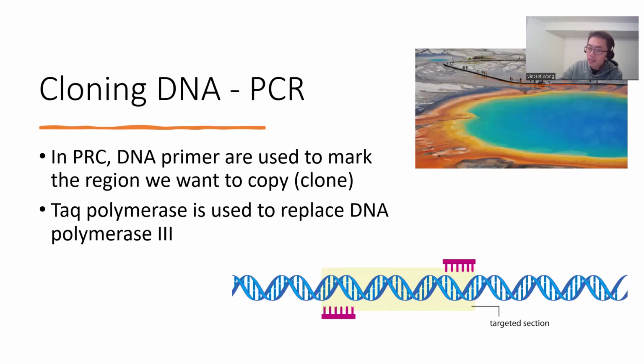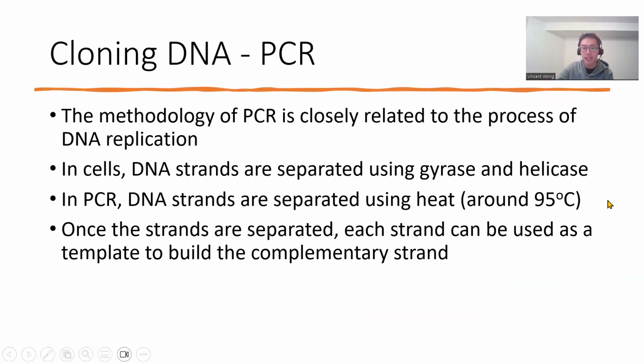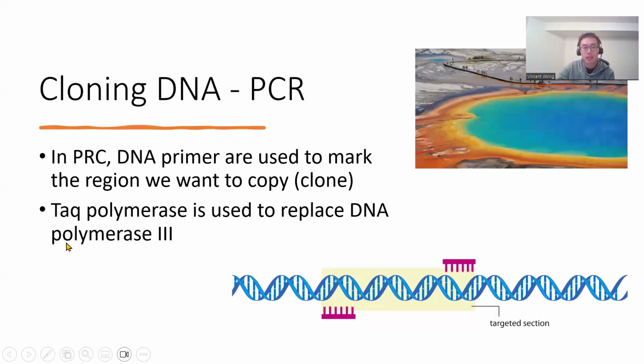Now, in DNA replication, we have the DNA polymerase 3 that will help us do the copying. However, we cannot use DNA polymerase 3 because we have to heat up the sample to 95 degrees, and at such high temperature, the DNA polymerase 3 is going to denature, is going to break down. It's not even going to be able to do any copying for you. So instead, scientists have discovered something called Taq polymerase.